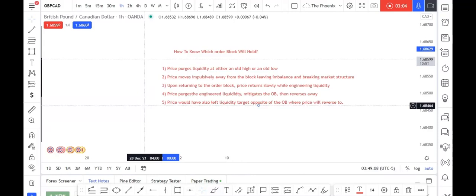Just to repeat, you're going to be looking for the purge of the liquidity, the impulsive move away from the area, leaving the imbalance, breaking structure. On the return, price is going to gradually return, not return so fast. It's going to engineer liquidity. That liquidity would be drawn on, mitigating the order block, then reversing in the other direction, where liquidity should also be resting, because that's where price would be heading next.